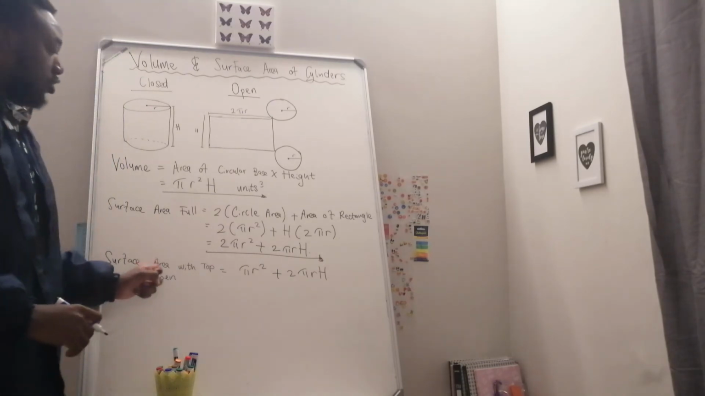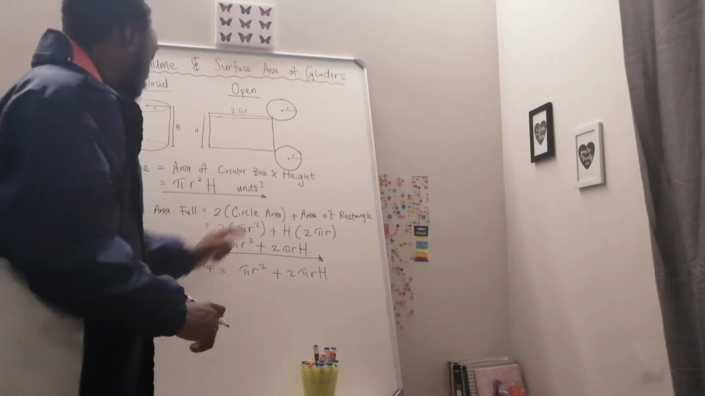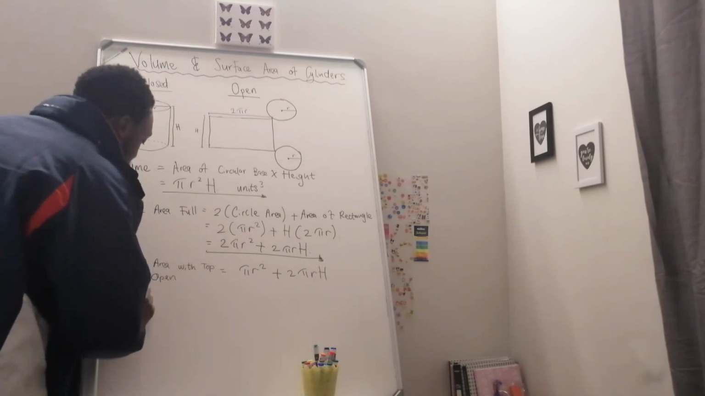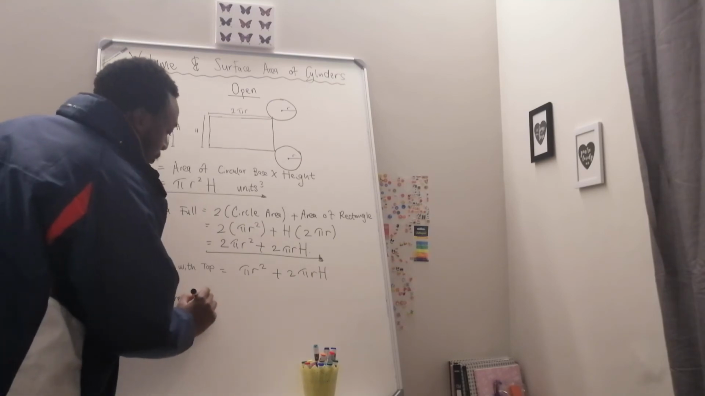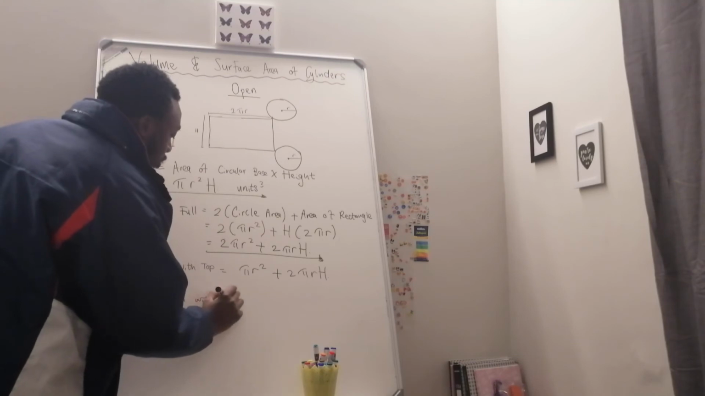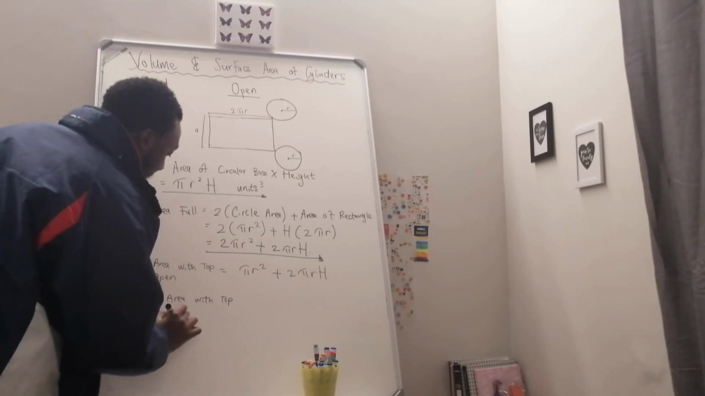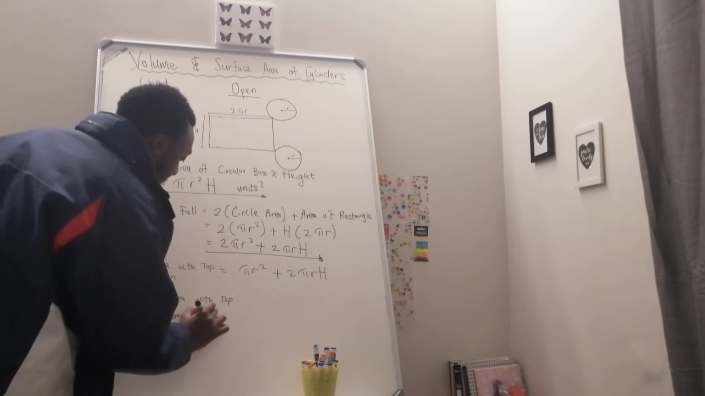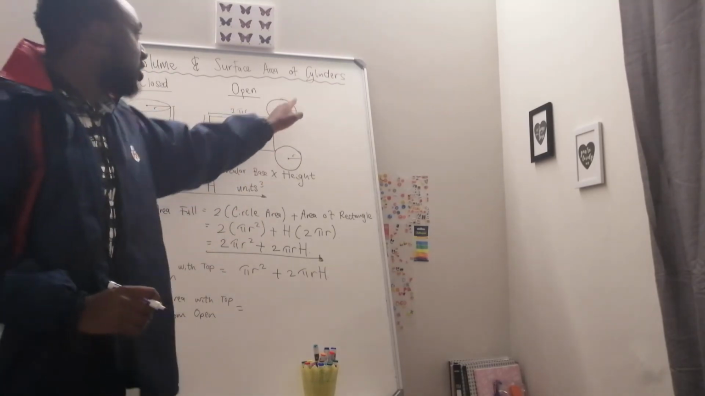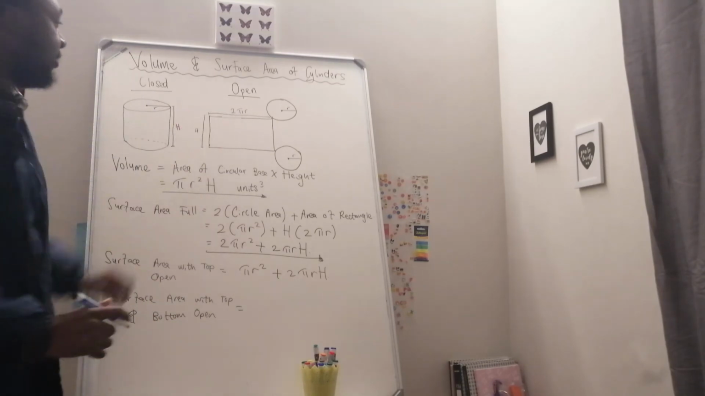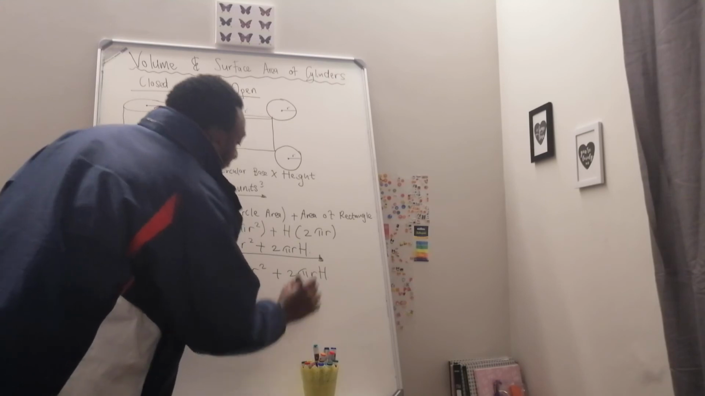And obviously, if you don't have the top and you don't have the bottom, then this whole part will go away. So the surface area with top and bottom open is equal to, obviously that's gone and that's gone, so now we're just calculating the area of that. So this is just 2 pi r h.